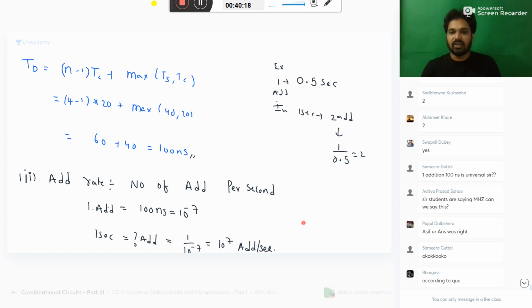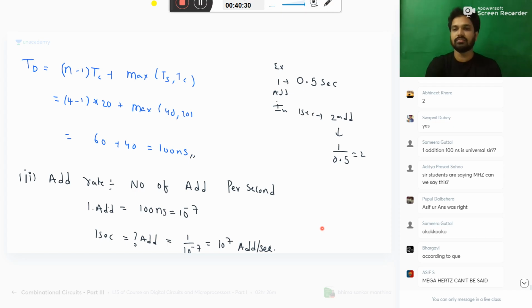Megahertz generally we say for cycles per second. Okay, here additions per second. Better to keep it as additions per second. You can say it is 10 power 7 as the frequency.